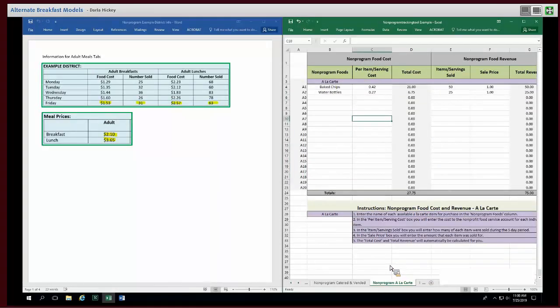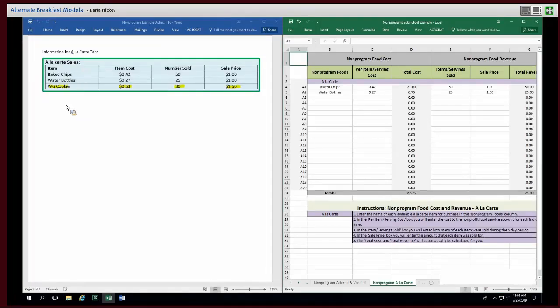Then this is the a la carte tab. In this district, over here is what I have listed that the district is selling for a la carte. So in the first column, we enter in the name of the items that are being sold. So we have chips, water, and then we have a whole grain cookie. So I'll add in that whole grain cookie.